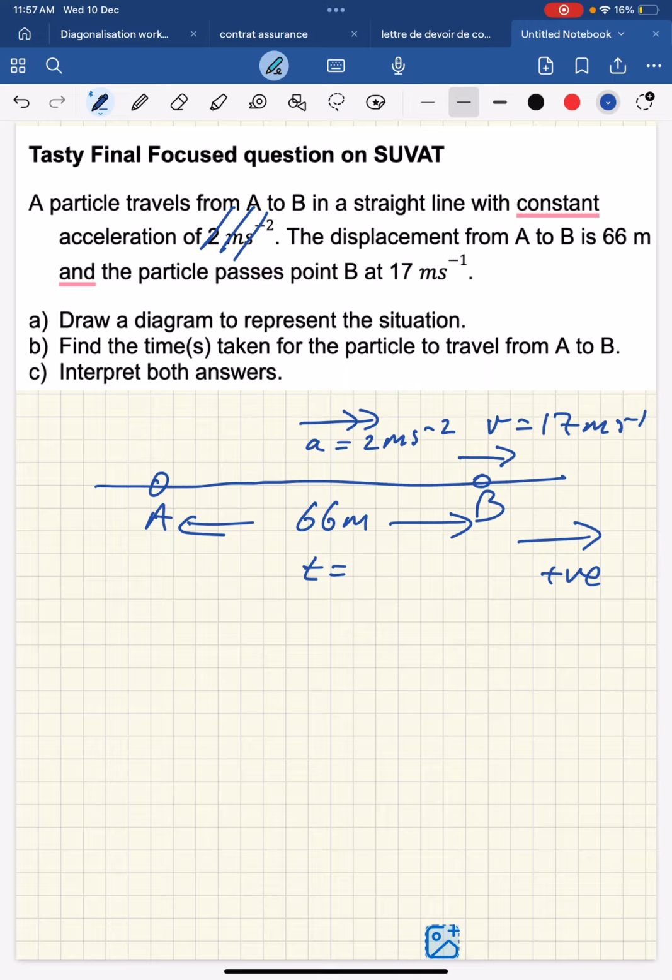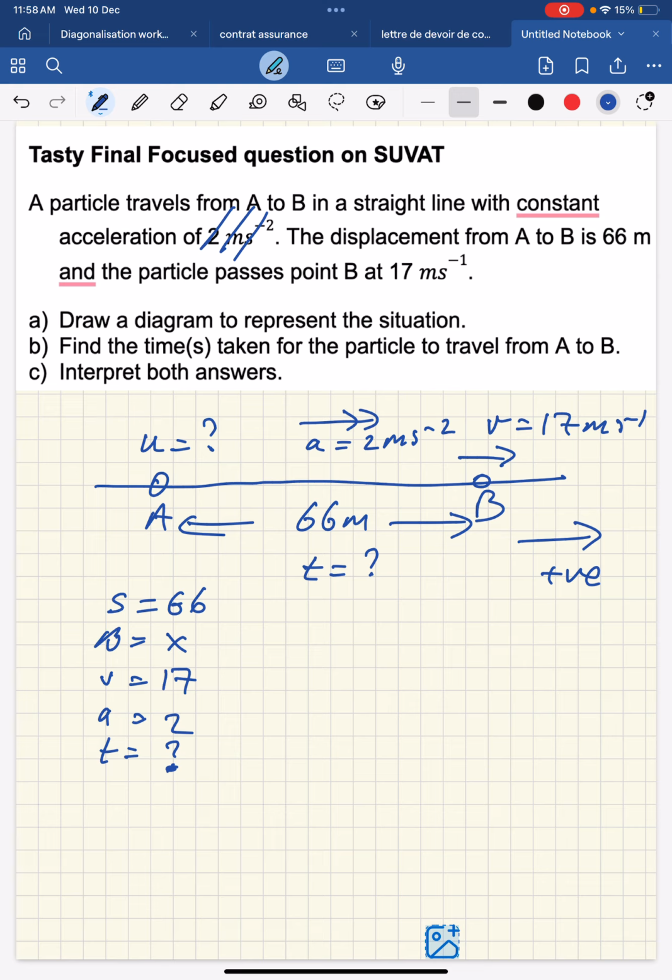There's a T which is not mentioned, and there is a U which is not mentioned. So you can go down here, right? Probably better to list it going downwards, right? SUVAT. Go ahead and transfer things over that you know. S is 66, U we don't know. V is 17, A is 2, T is what we're trying to find.